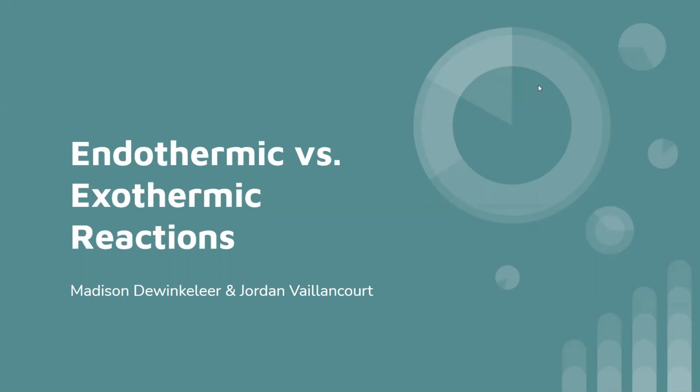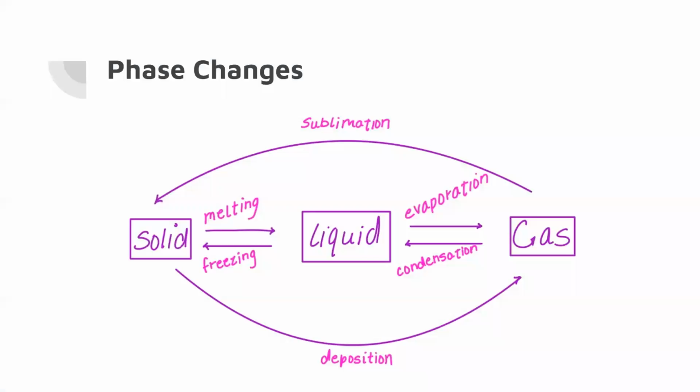So we are doing our project on endothermic versus exothermic reactions. Before we get into those, we're just going to give a little background information on phase changes. There are three different states of matter: solid, liquid, and gas. And between the three, there are phase changes that occur.